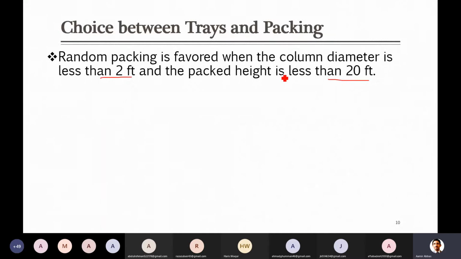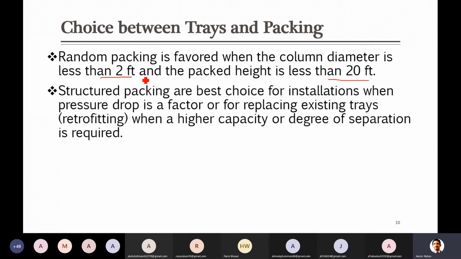Height is still sufficient, but in terms of diameter, 2 feet is a very small number when you look at actual industrial columns. So if you are using a column which is very small in diameter, it is good to go with random packing as compared to structured, because structured will be very costly to size for this. Structured packings are the best choice for installation when pressure drop is a factor.